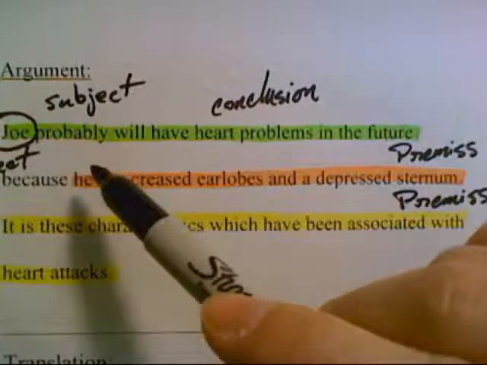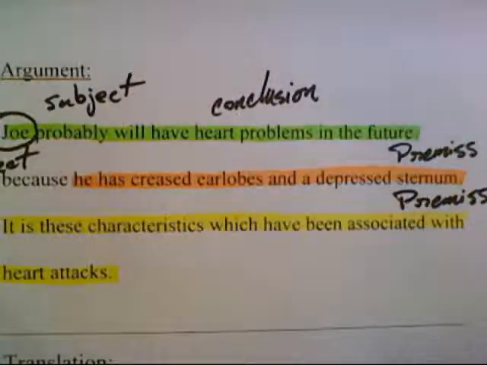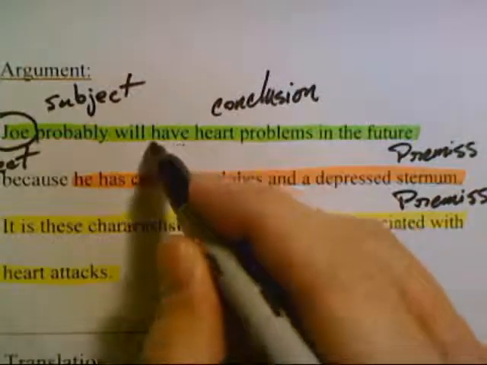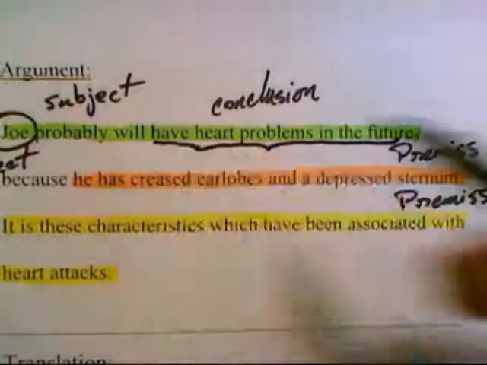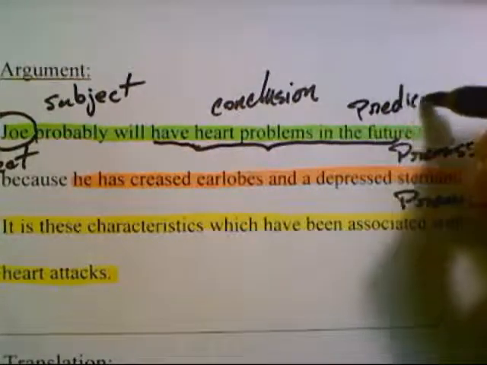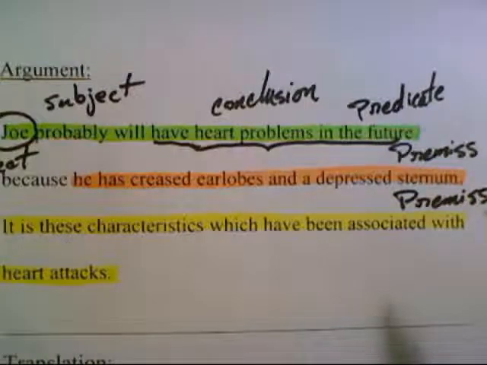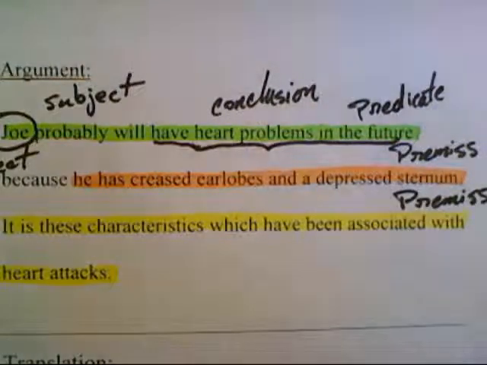The predicate is actually what comes out of the conclusion. So the subject is Joe, that's what the argument's about, and the concluding fact that we're going to have is Joe probably will have heart problems in the future. So what we've got here, if we look, having heart problems in the future is what we call the predicate of the argument.